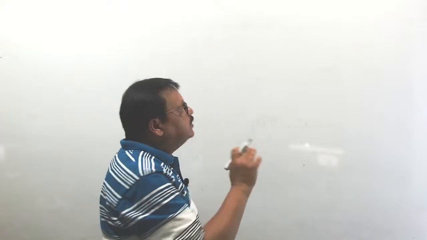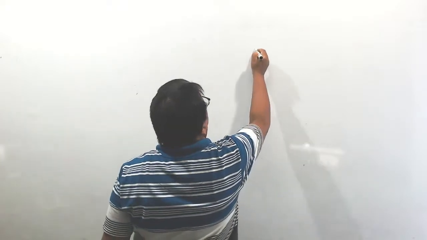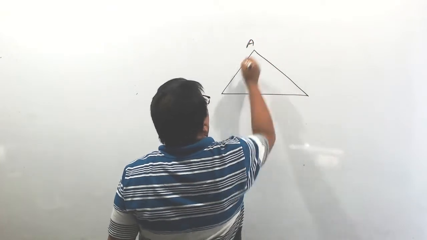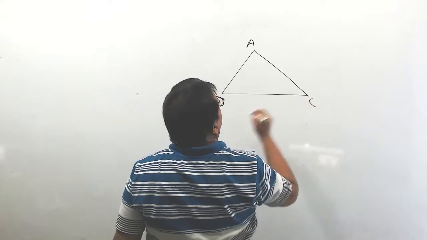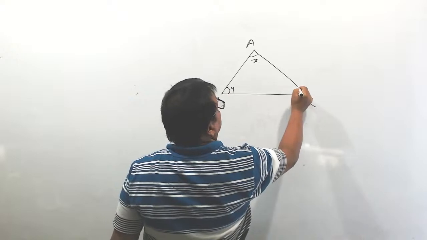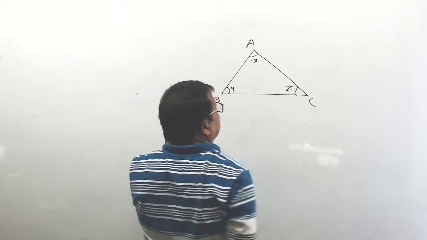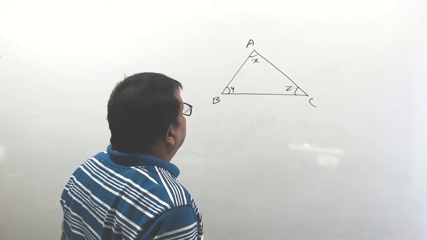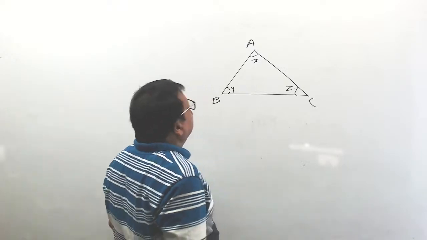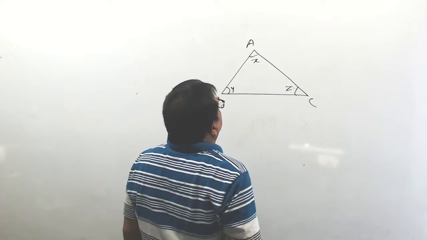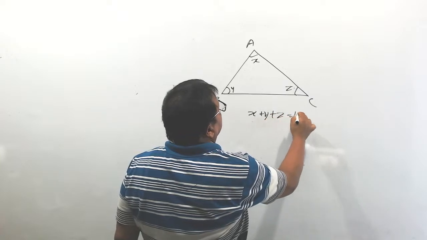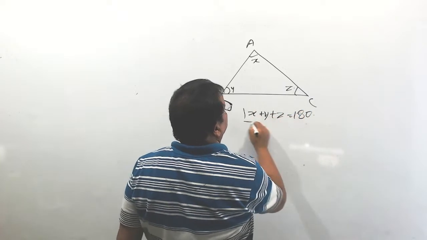Okay. First you see. That means for any triangle, say A, B, C. So this angle is X, this angle is Y, and this angle is Z. Okay. For any triangle, that means you have to prove X plus Y plus Z is equal to 180 degree. You have to prove this one, is not it?